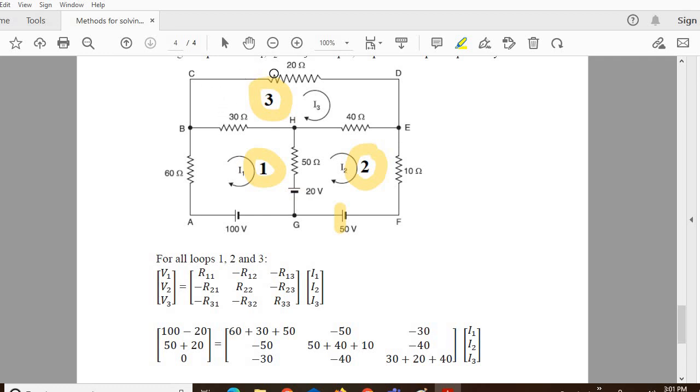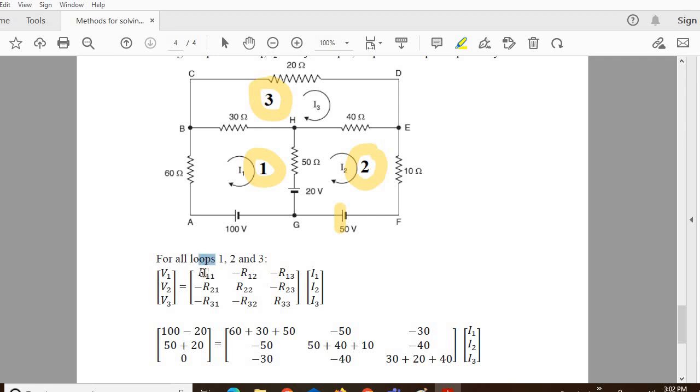Similarly, in the third loop, there is no voltage source, so we are going to write it directly as 0. This is very important. If there is an absence of a voltage source, you are going to represent that value as 0.